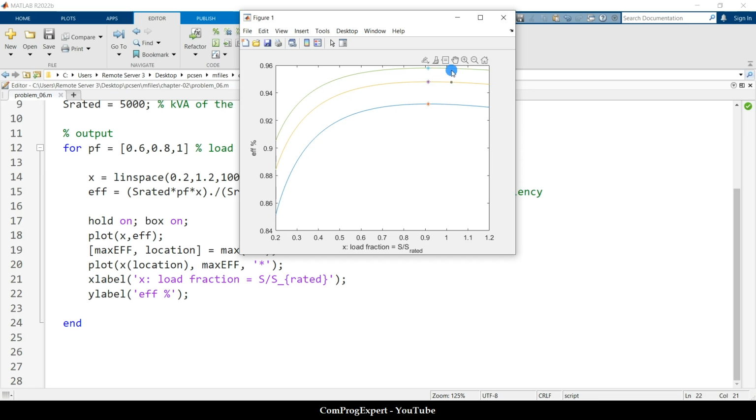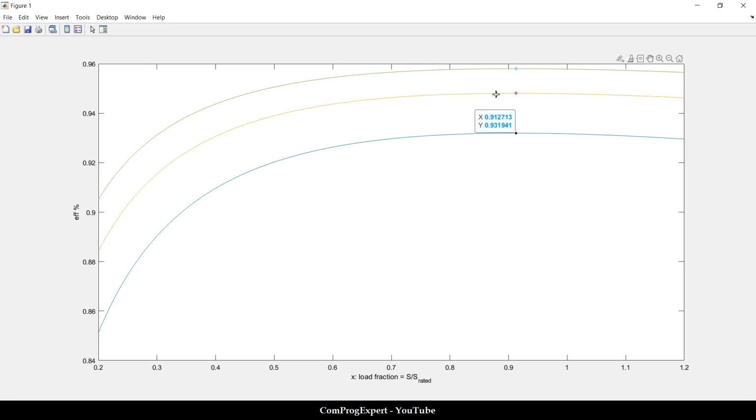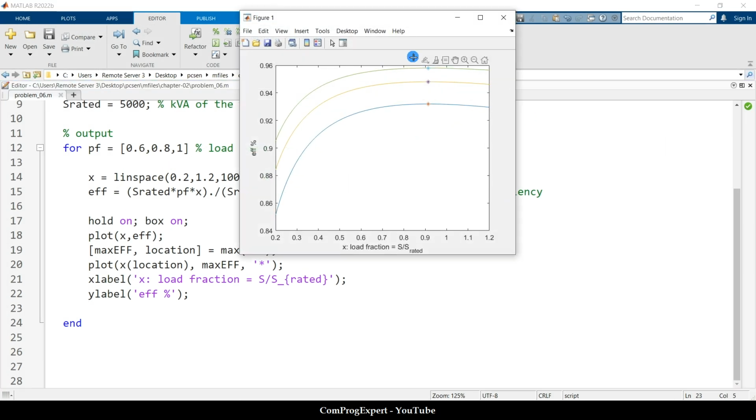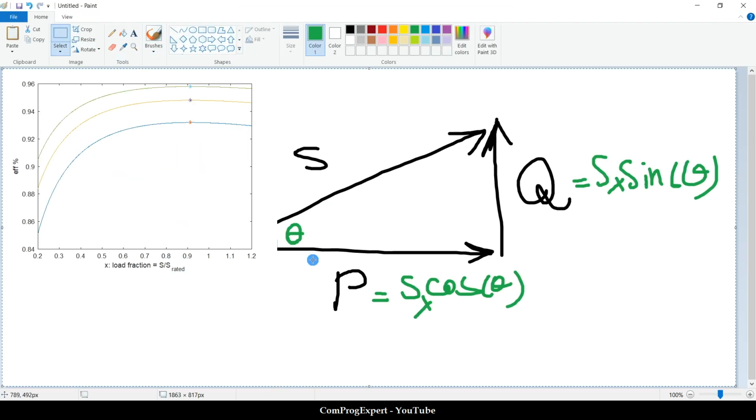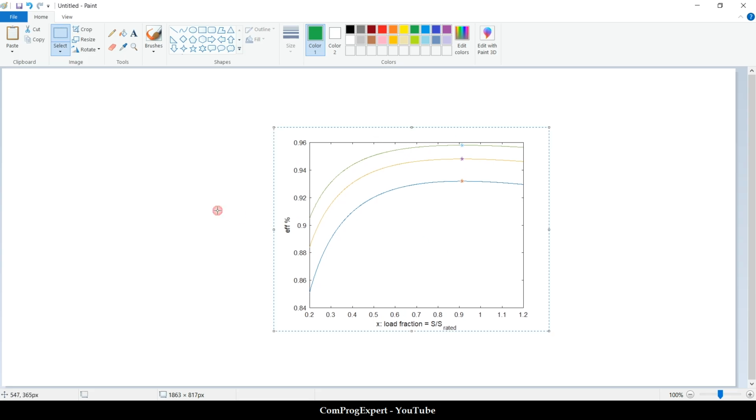Here you can see the efficiency curves versus the power factor. Also, you can consider a legend for these curves. Here, as you can see, the points at which we get the maximum efficiency, the load fraction, are the same. And you can see the efficiency. This is an important point that we can learn from this problem. Yes, the fraction at which we get the maximum efficiency is independent of the power factor.